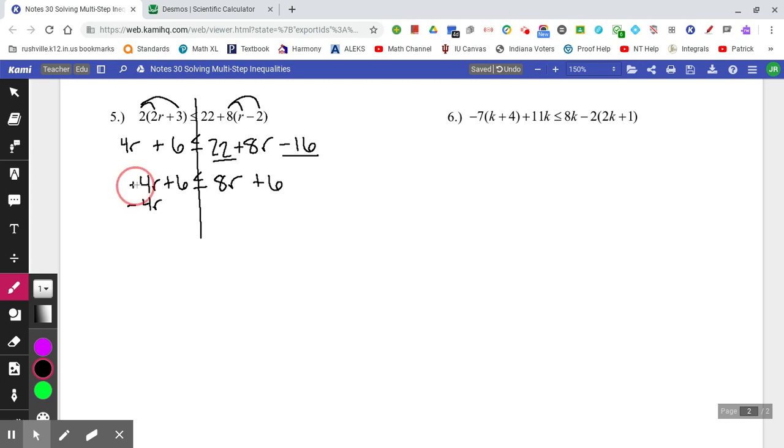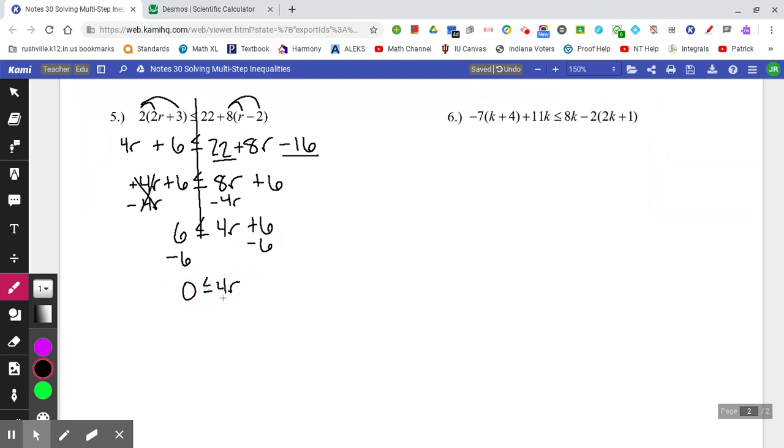So this is a positive 4r, so I'm going to minus 4r on both sides. A positive 4r minus 4r cancels out. So this leaves me with 6 is less than or equal to. And then 8r minus 4r gives me 4r. And then I still have a positive 6. All right, so on my right-hand side, my variable is being multiplied by 4, and it's being added with 6. So we need to get rid of the add 6 first. So the opposite of add 6 is minus 6. 6 minus 6 is 0, is less than or equal to 4 times r.